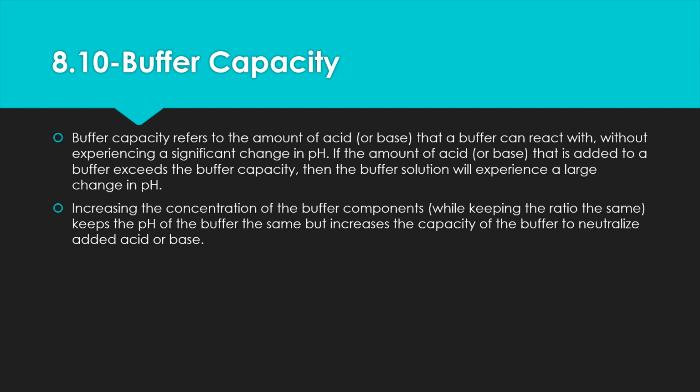So we can change the buffer capacity by increasing the concentration of the buffer components while keeping their ratio the same. This keeps the pH of the buffer the same, but increases the capacity of the buffer to neutralize added acid or base. So we could have like 1 molar solutions that are combined to make our buffer, or we could have 2 molar solutions. Our 2 molar solutions are going to have higher buffer capacity. So let's look further at that.